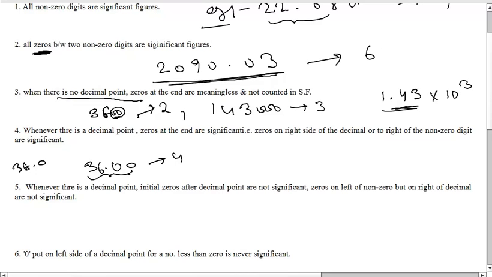Because if your measurement is only 36, it means your instrument could measure only up to this least count. But if you are writing 36.00, it means you have measured these two digits and these two digits came out to be 0. So that's why we will write these significant figures as 4. These two zeros are very important because they show the accuracy, the precision, right? So that's why they are counted in the significant figures.